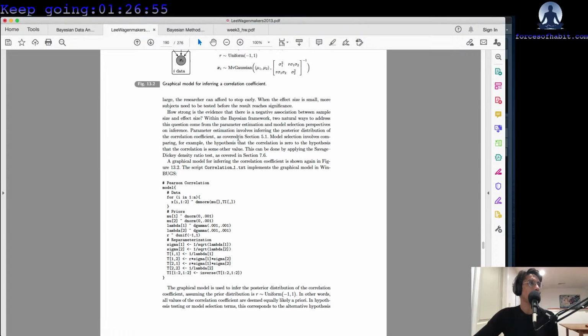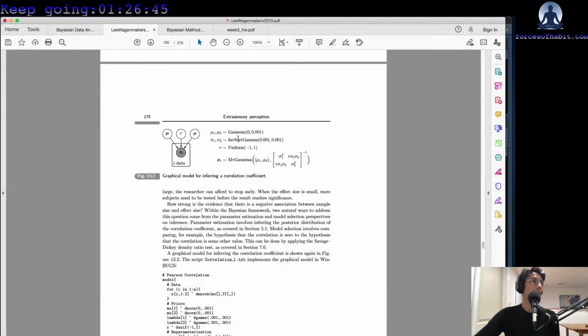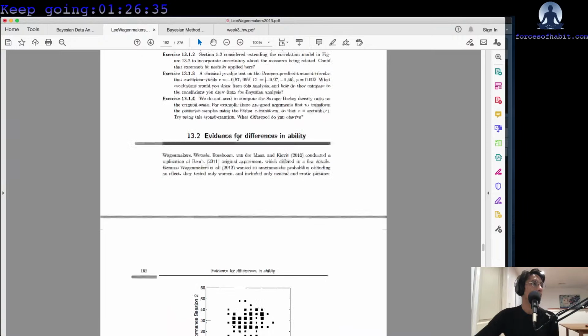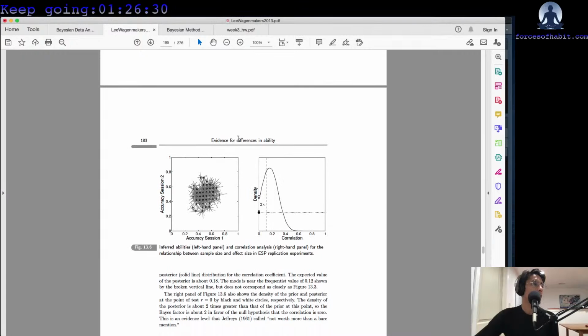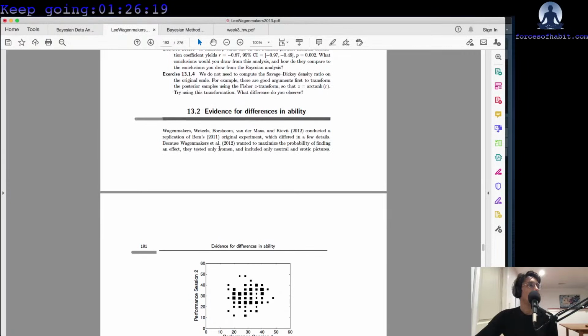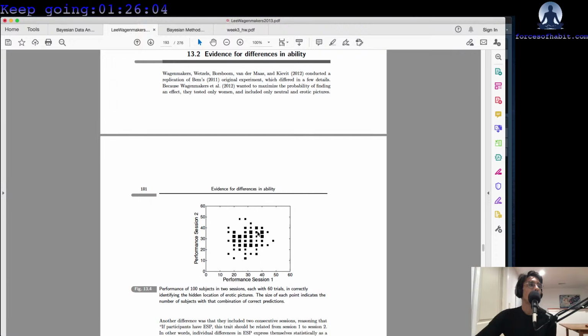And then after that example, we moved into considering... we didn't do this, right? Evidence for the impact of extroversion. No, we did evidence for differences in ability, right? So we went over Wagenmakers' study, which attempted to look at the maximum effect. So they set up the study where, if the results were to correspond with what Bem found prior, we would see a really big effect.